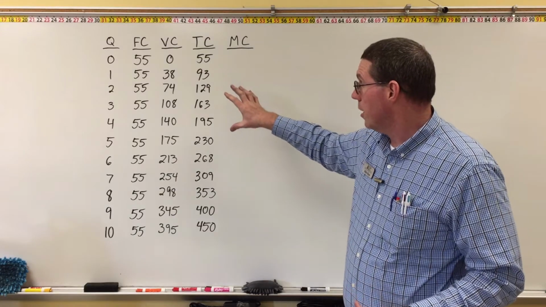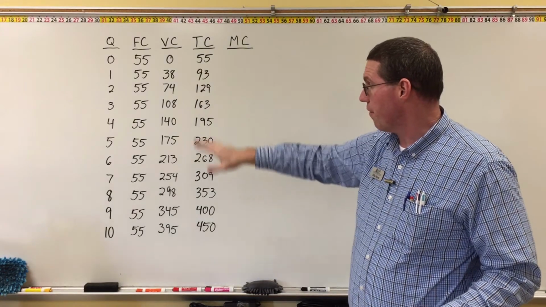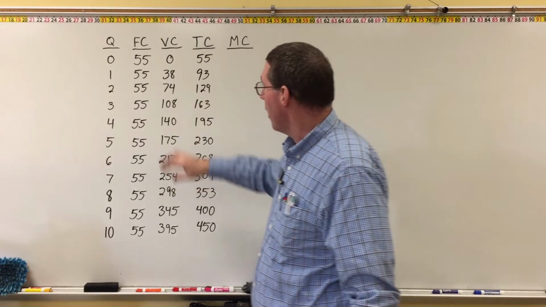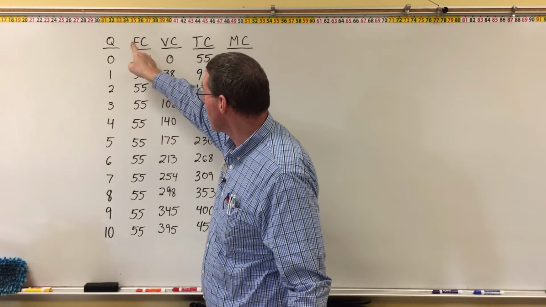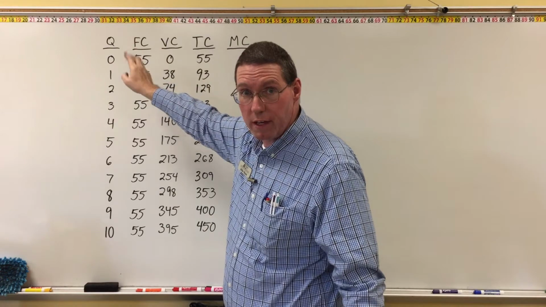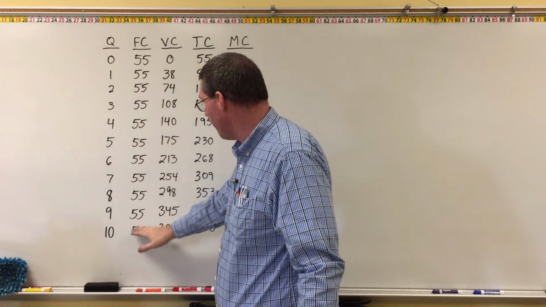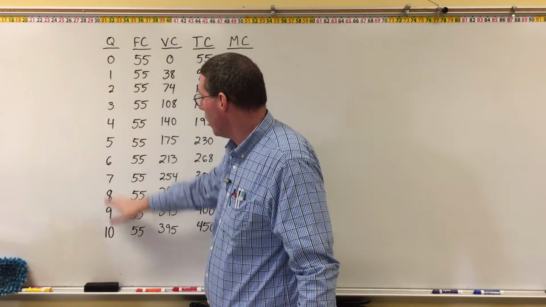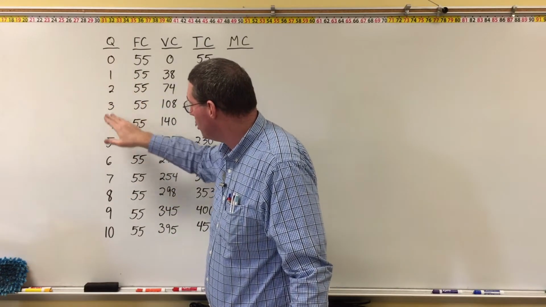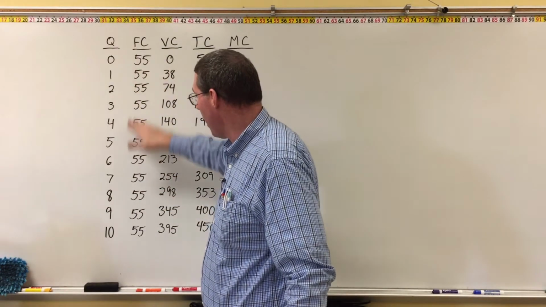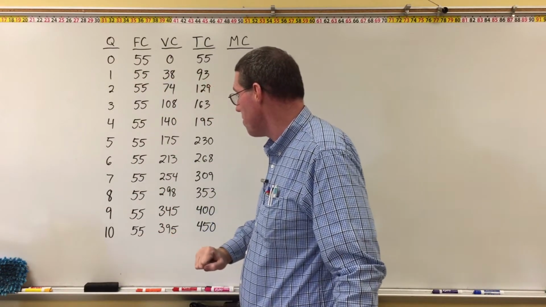All right, so I've gone ahead and filled in the fixed cost and the total cost, and I want to remind you that fixed cost, remember, it's fixed. Fixed means not moving, not changing, right? So you can see I filled in the same number, 55, for all of the quantities, because as quantity changes, the company still has to pay the same amount in fixed costs.